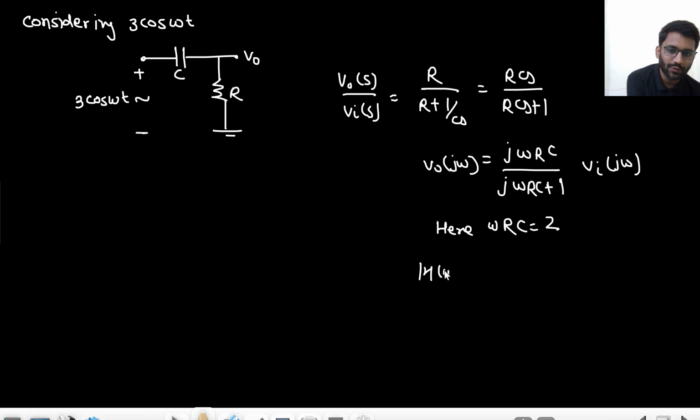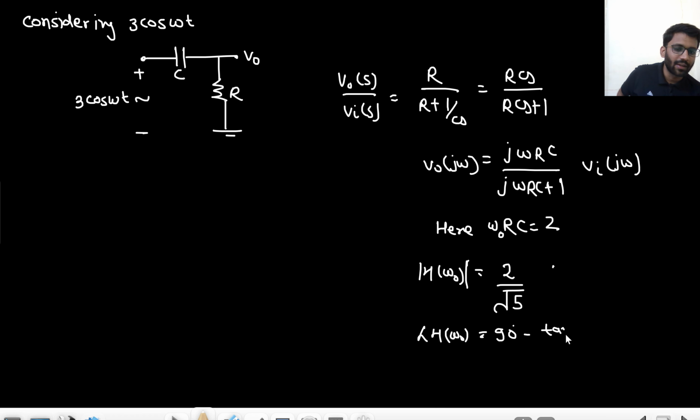What is the magnitude of H of omega naught? You can say this is actually omega naught RC now, right? So that is 2. So it would be 2 upon root 5. That would be the magnitude. If you put 2 here, 2 square 4, 4 plus 1, 5, and then under root, 2 by root 5. And what will be the angle? The upper one will give me an angle of 90 degree, and the lower one will give me an angle of minus tan inverse 2.